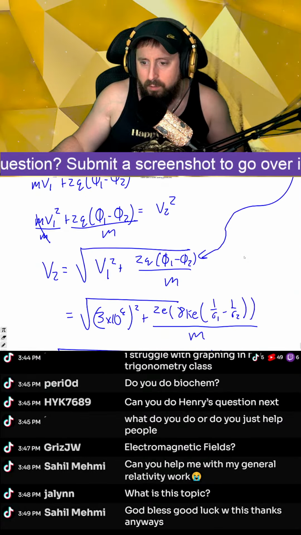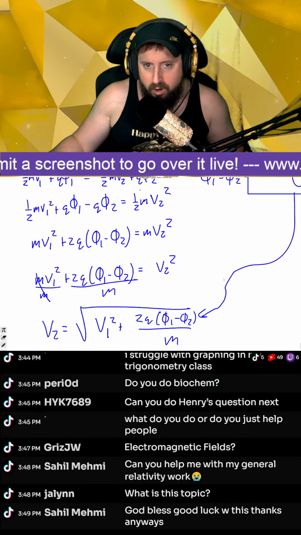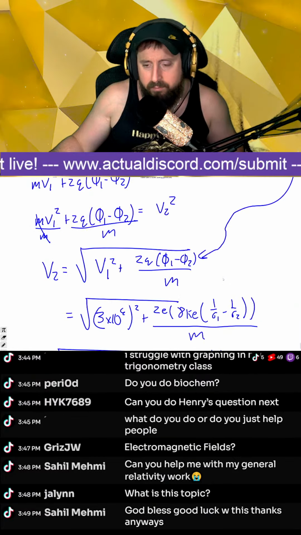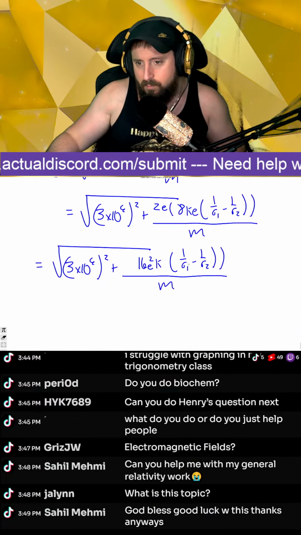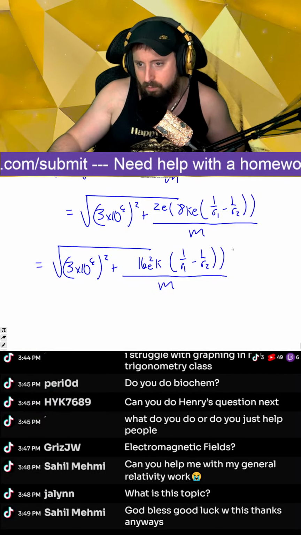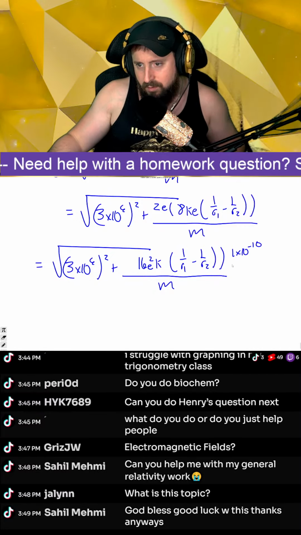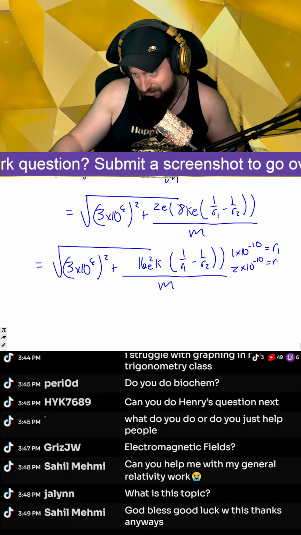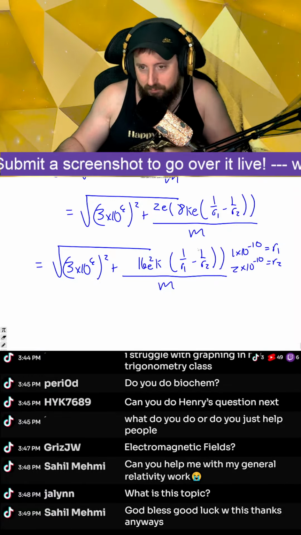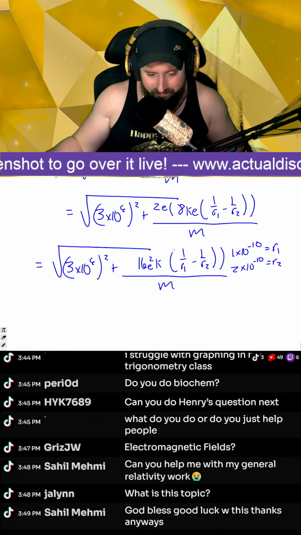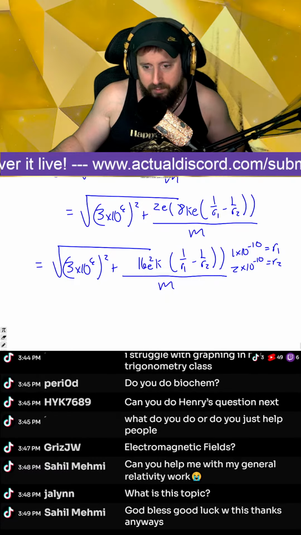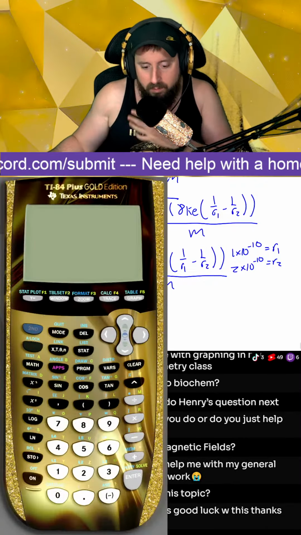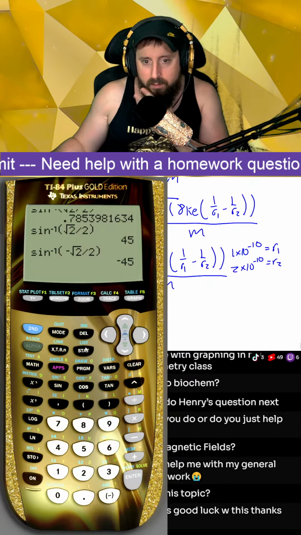We got our k in there, right? Okay, cool. So all I need is R. R1 is 1 times 10 to the minus 10, and R2 is 2 times 10 to the minus 10. If I was being a clever man, I would write those in, but I don't care. I'm going to pull up the calculator now. There we go. All right, we got to do this on the calculator.